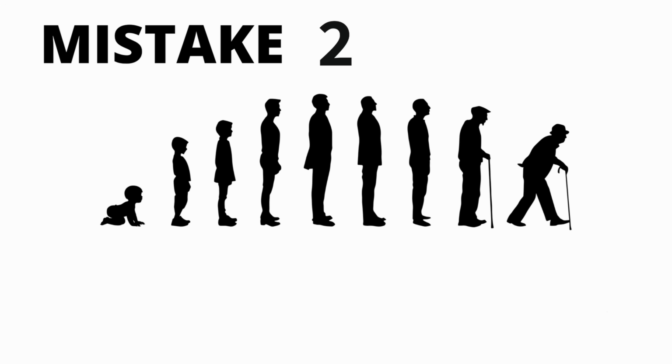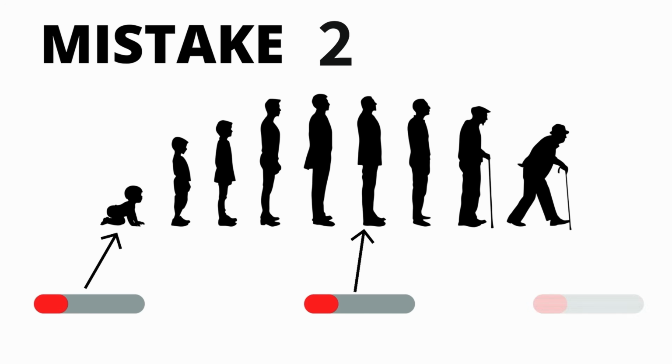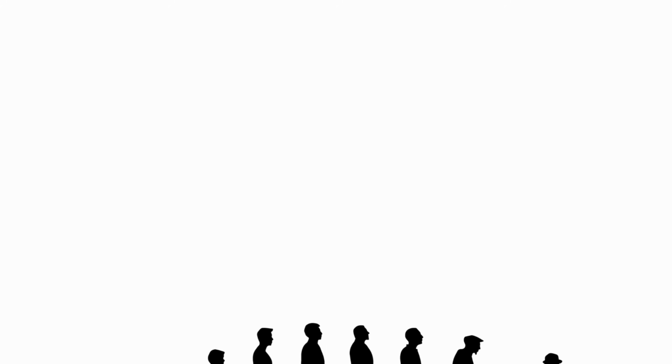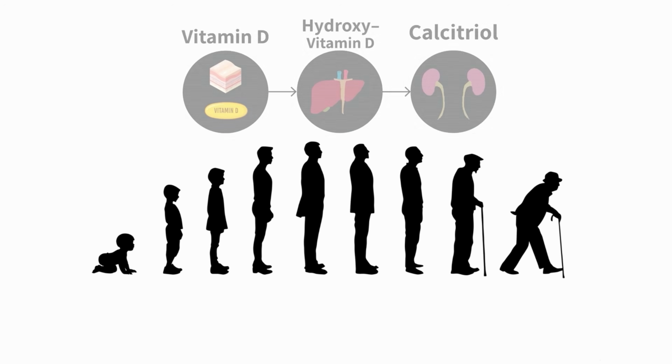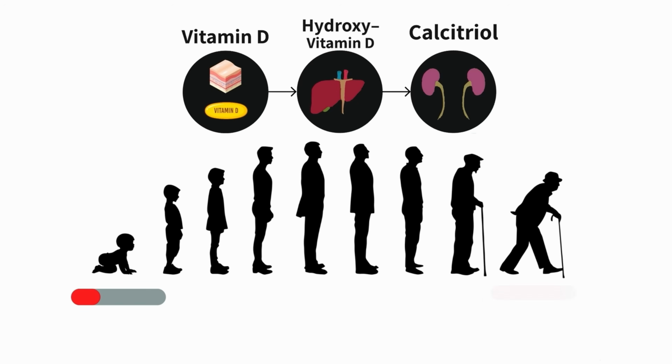And mistake number two is ignoring these age-related issues, assuming that we need the same amount of vitamin D throughout our lifetime. As we age, as the conversion from vitamin D to 25-hydroxyvitamin D and to calcitriol goes down, we need to increase the dose. In fact, most people gain fat as they age, which further increases vitamin D requirement. Let's hear Dr. Peter Attia speak about that.